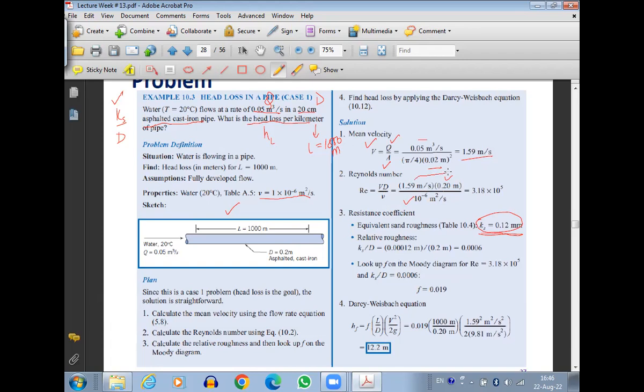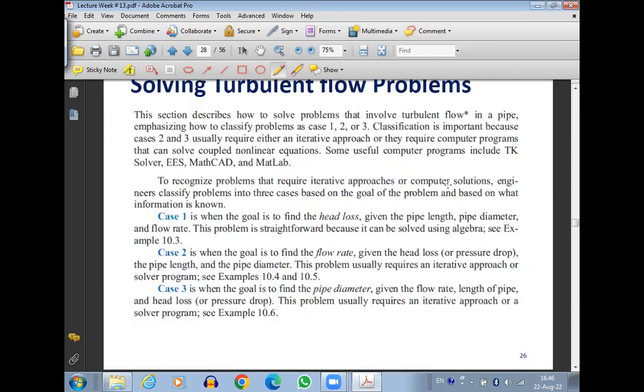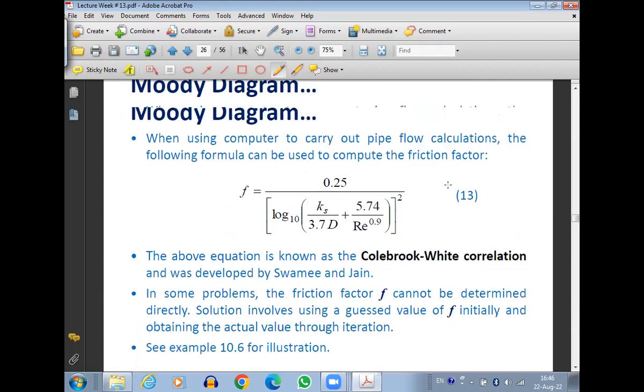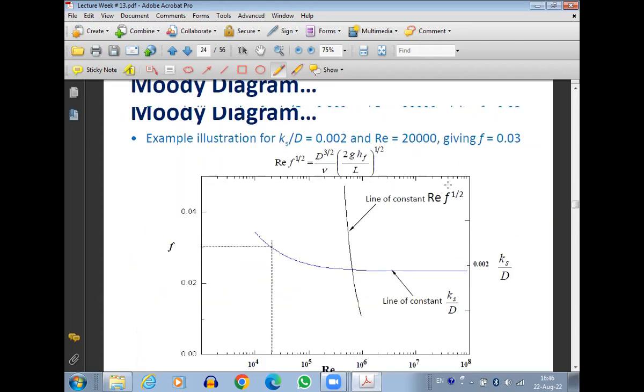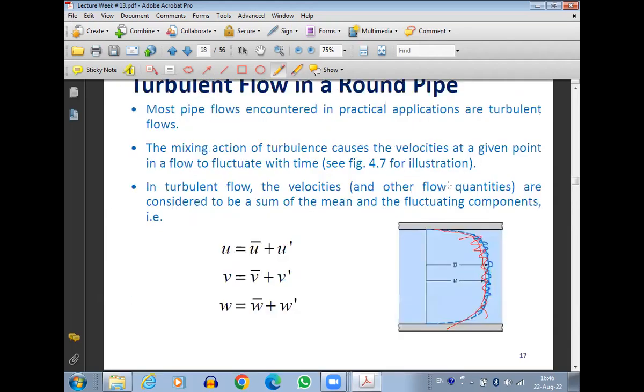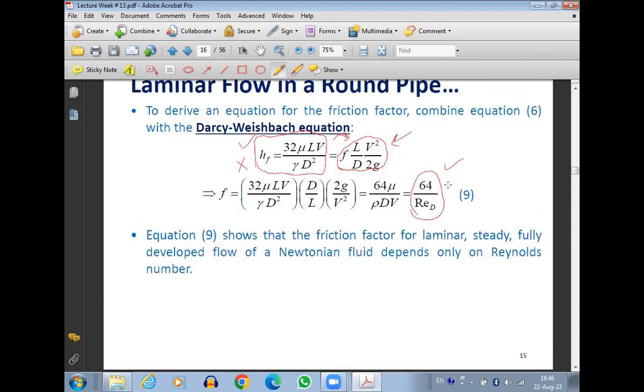So we can find out how much is the Reynolds number. Reynolds number is 3.18 × 10^5. Since this value is greater than 3000, we know that this is turbulent flow. If it is turbulent flow, we cannot use Hagen-Poiseuille's formula. So this formula for HL, we cannot use because this is not a laminar flow.